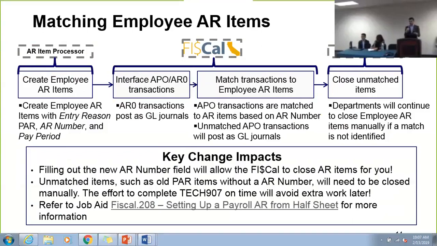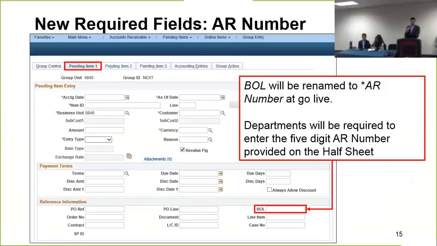So as part of that, we are going to be releasing the task Tech 907, and we're creating a new field. I'll just go one forward so you can see what that looks like on the screen. So this field BOL here on your AR items, that's going to be renamed to AR number. So you can continue naming your AR item as fits your departmental business process, and then you will have to enter in the AR number.